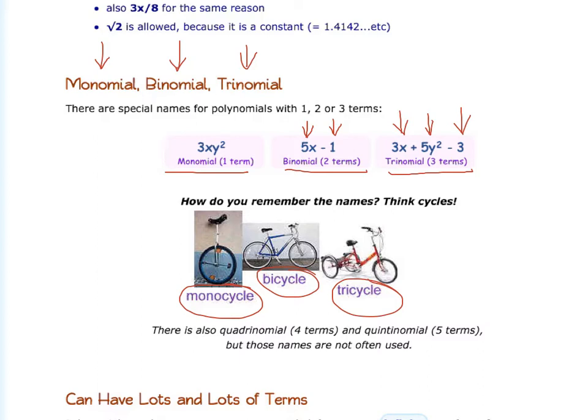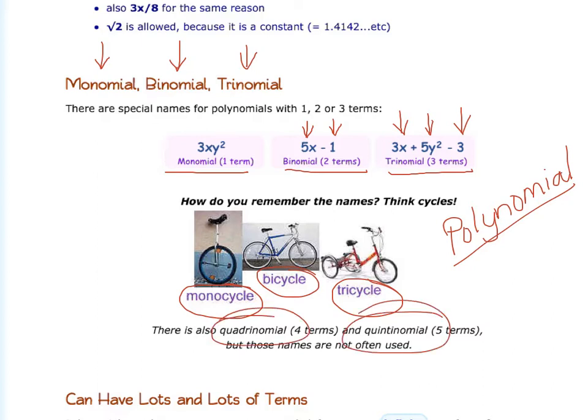If you have a four-term polynomial, we call that a quadrinomial, and a quintinomial is a five-term polynomial, but those names are not often used. Generally, when we get greater than three terms, we just go back to the general term of polynomial. We only use these specific terms, monomial, binomial, trinomial, and then we advance on to polynomial. You'll really rarely see the terms quadrinomial and quintinomial.